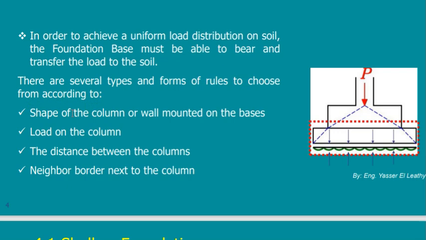What are the important factors that we have to satisfy in our foundation, or to know about our foundation? Number one, shape of the column or wall mounted on the base. Suppose that I have a column, and I have a foundation around it. It means that part of the foundation will be directly below the column, and part will be as if it is a cantilever part outside of the column.